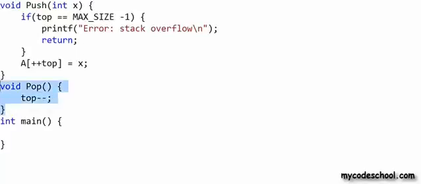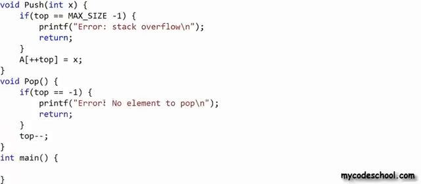Okay, now this is my pop function. I'm simply decrementing top. Here also we must handle one error condition. If the stack is already empty, we cannot pop. So I'm writing these statements here. If top is equal to -1, we cannot pop. I will print this error message that there is no element to pop and simply return.